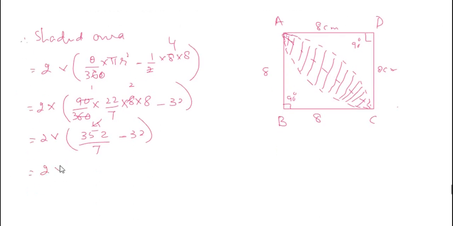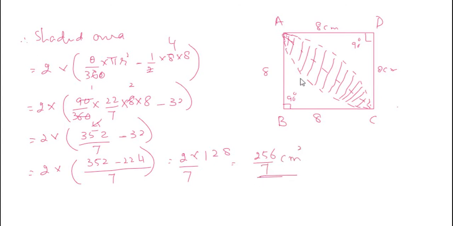or this is equal to 2 into, 7 is the LCM, 352 minus 7 2s are 14, 224, 2 into 128 divided by 7, this is 256 divided by 7 centimeter square is the total area of this shaded region.